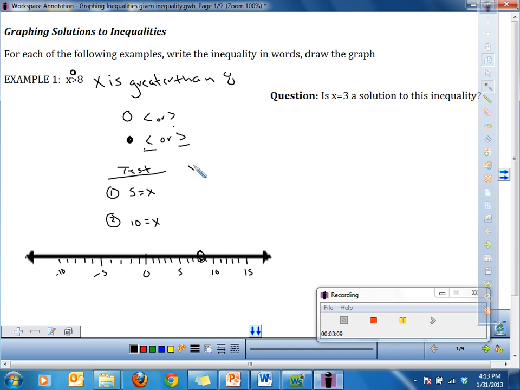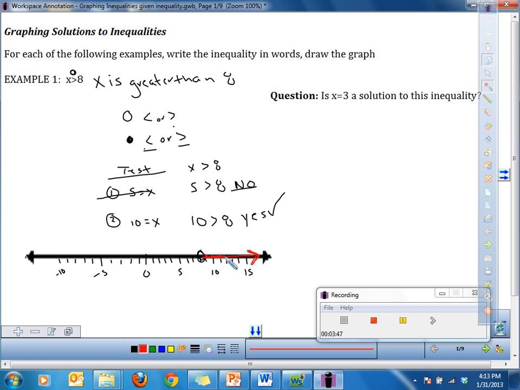If my original inequality was x is greater than 8, let's see if this one works. Is 5 greater than 8? Is 5 bigger than 8? The answer is no. 5 is not greater than 8, so this one does not work. Let's try this one. Is 10 greater than 8? Yes, 10 is bigger than 8. This works. That means my solution is going to be everything to the right of my circle. So I'm going to draw a line and an arrow to show that my solution is anything to the right.